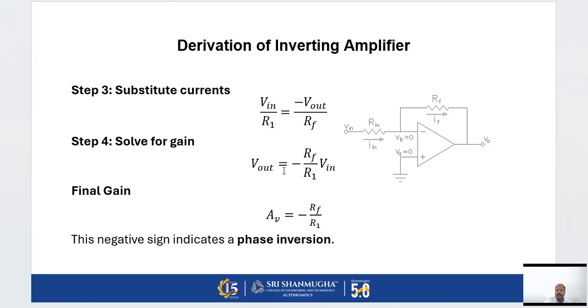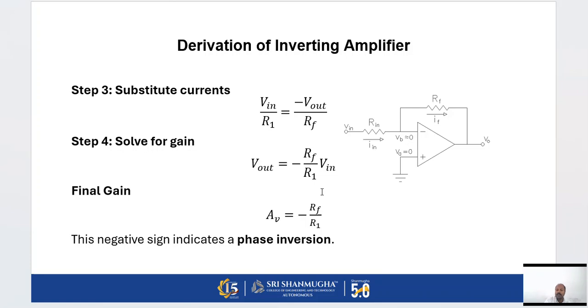Substituting the equation I1 equal to IF, the right hand side is Vin by R1 equal to minus Vout by RF. From this equation we need to find the output voltage as minus RF by R1 into the input voltage. So we know that the gain is nothing but minus RF by R1. Voltage output equals gain into voltage input. So from this we have found how to find the gain of an inverting amplifier.